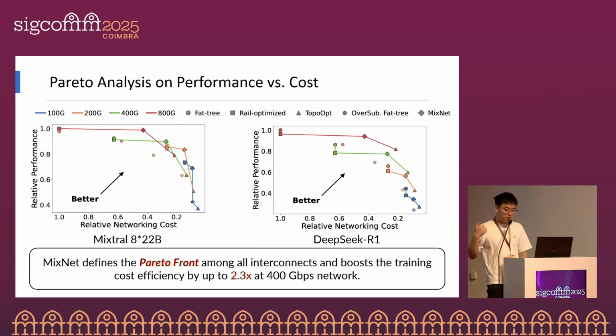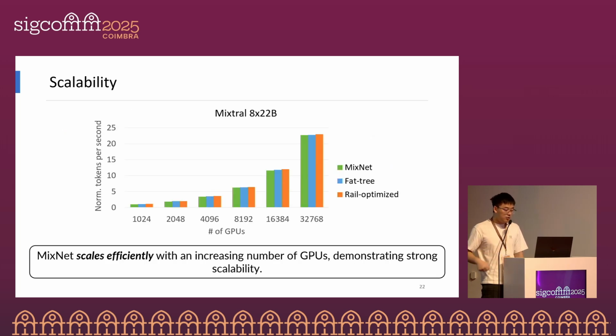We also do the Pareto analysis on the cost versus the performance. We find MixNet always defines the Pareto front among all the designs, which makes MixNet a promising interconnect for the future large-scale AI clusters. Finally, we evaluate scalability. We find the system scales efficiently as the number of GPUs increases to up to 32,000 GPUs, demonstrating strong scalability. This shows that MixNet can meet the demand of next generation foundation model training.